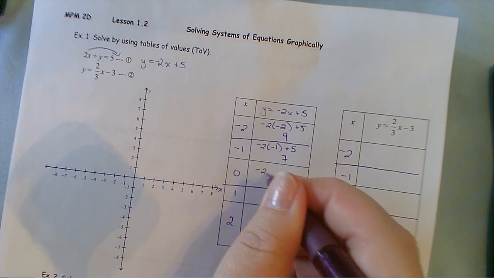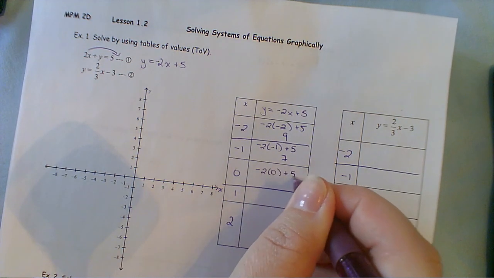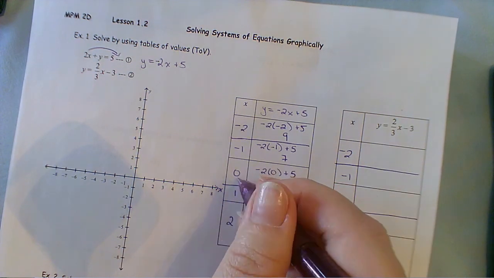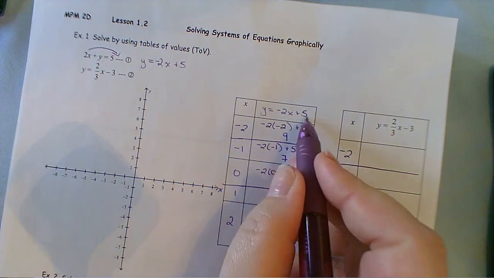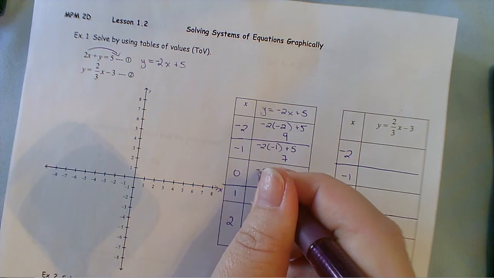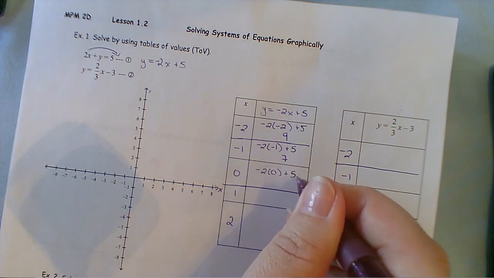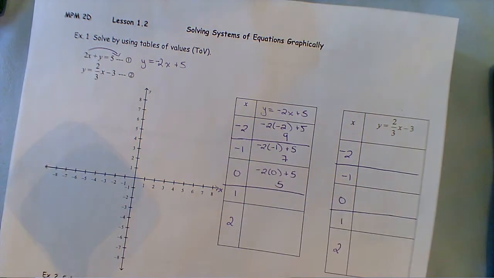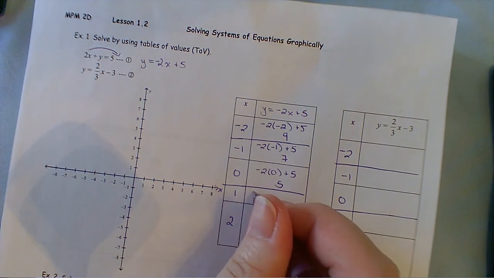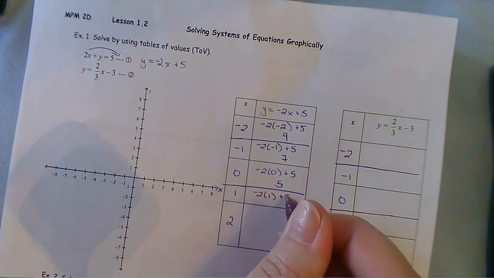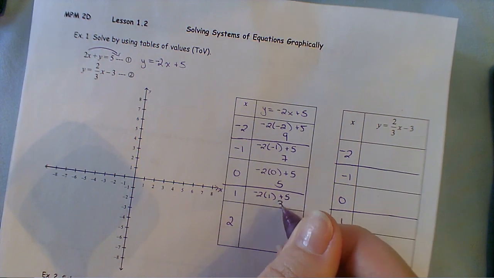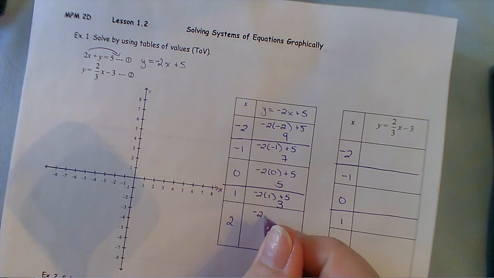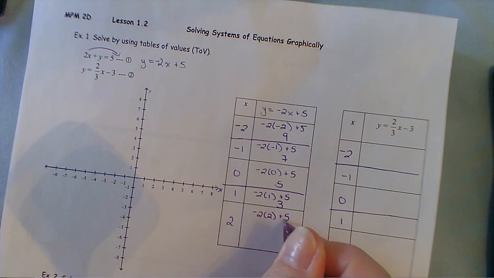Then we're going to sub in 0. Now we should already know that this is the y-intercept, right? Whenever x is 0, whatever's left is the y-intercept. So it should actually work out to be 5. -2 times 0 is 0. 0 plus 5 is 5. So that's where this line starts on the y-axis. Then we're going to sub in 1. -2 times 1 is -2. 5 take away 2 is 3. And -2 times +2 plus 5.